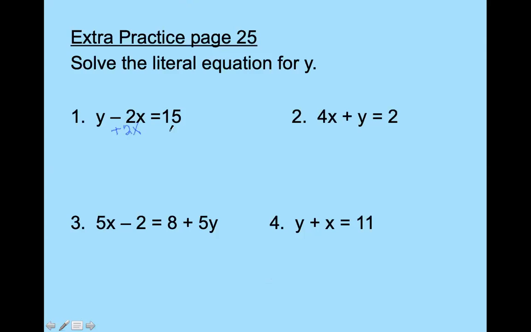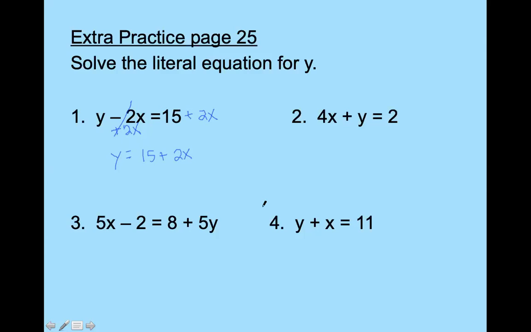Now, I could put it under the 15, but some people get confused and think, oh, that means I can add 2x to 15, but you can't because they're not like terms. So in this case, I'm going to put it next to it, so I'm not tempted to try to add those two terms together. So if I write down what I have left, it's y equals 15 plus 2x. I have the y term all by itself, so I've solved the equation for y, and I just leave my answer like that.